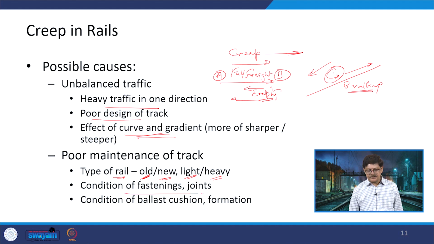Then the condition of fastenings and joints, how good they are, whether they have been able to carry the load which is required, and they have not got loosened. What is the quality of the joint in terms of its connection between rail and rail? Those things are also going to define whether there is going to be a creep, or if it is a creep, what the magnitude of that creep is. And the condition of ballast cushion and formation is another thing.